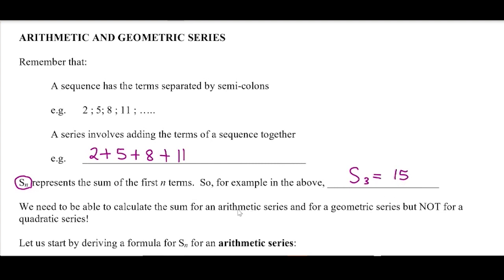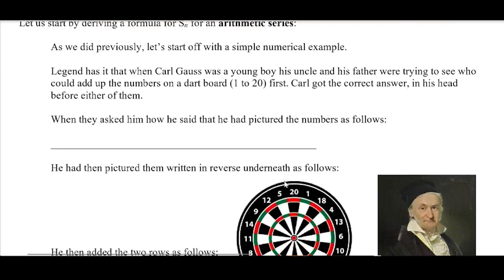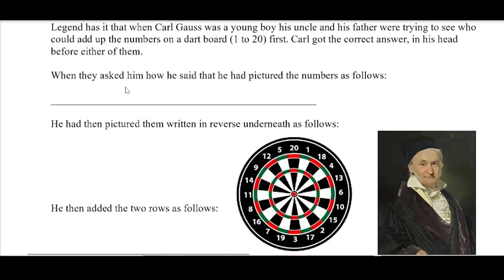Now, we need to be able to calculate the sum for arithmetic series and geometric series, but not for quadratic series. We're going to start off with deriving a formula for Sn for arithmetic series, and it's kind of a famous story that Carl Gauss, a very famous mathematician, he and his dad and his uncle were trying to see who could add up the numbers on a dartboard. In other words, 1 plus 2 plus 3 up to 20, who could add them up first. And he got the answer in his head before either of them.